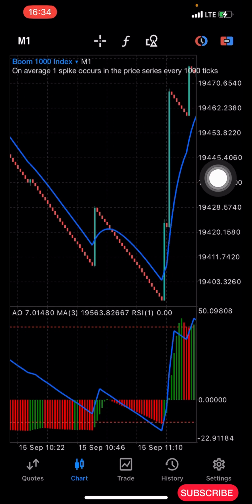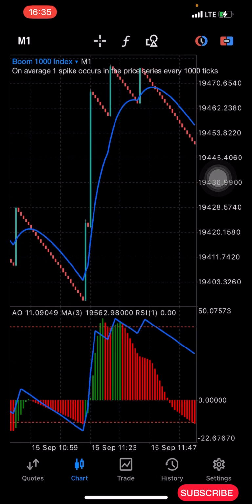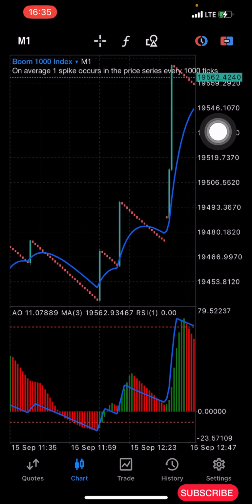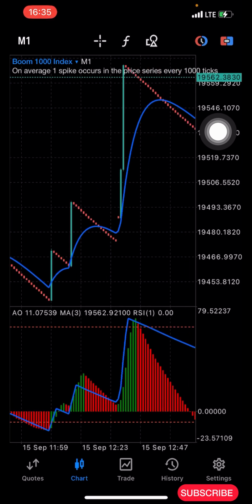Let's look at one more example and we are done. Look at the condition being met here. You wait for it to cross, you pick your 5 candles around this area, and that is it, guys. This is another condition again. So you can see the strategy really works.